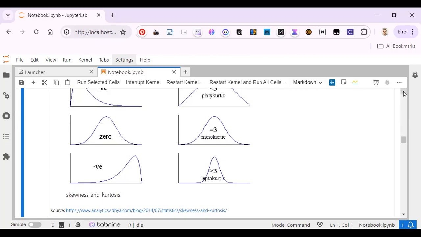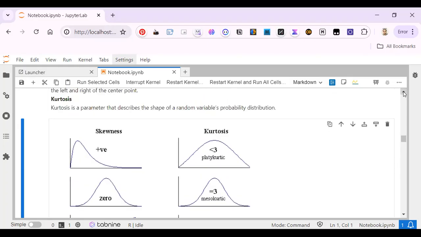Now what is kurtosis? The kurtosis indicates, for example, if the value is less than 3, that is a number which indicates less than 3 is platykurtic.